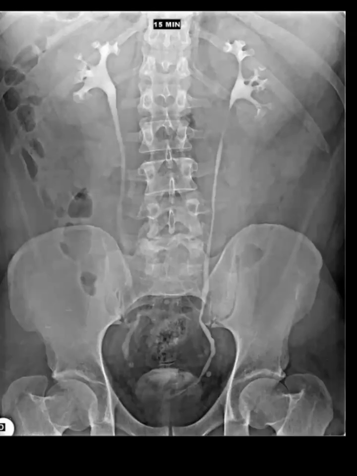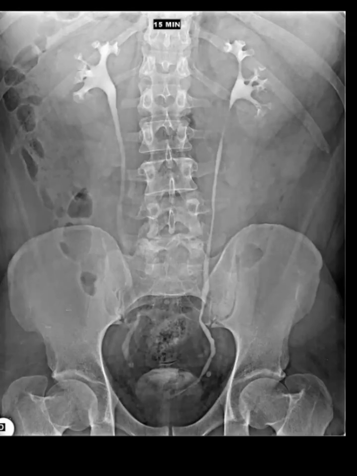It is basically an intravenous urogram. There is a 32-year-old man with intermittent flank discomfort. Renal function is normal, so we have requested an intravenous urogram to assess the urinary tract.